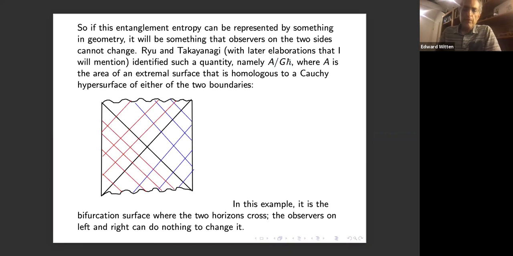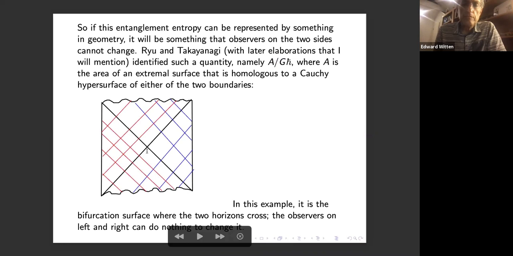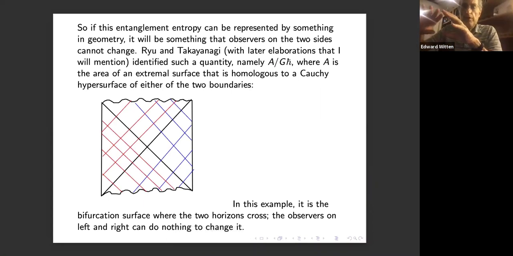So in this example, the key point is the bifurcation surface where the two horizons cross. The observers on left and right can do nothing to change it. But there's another characterization of that point, which is more useful for generalizations. Every point on this picture represents a two-dimensional surface if we're in 4 dimensions, because remember, in a Penrose diagram, we've suppressed the angles, and we're only showing time, which runs vertically, and the radial distance runs horizontally.